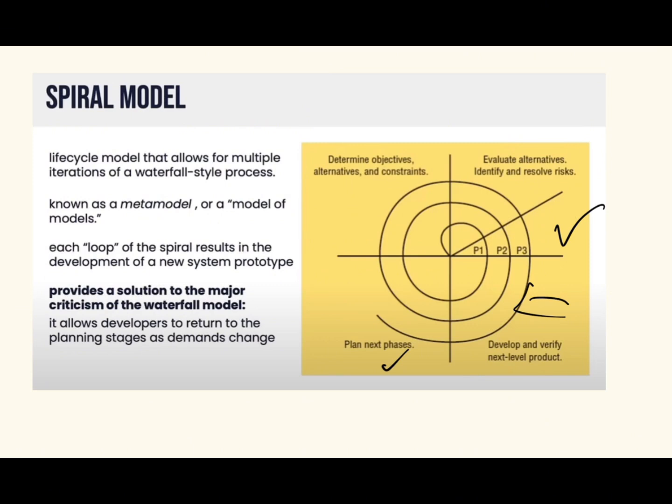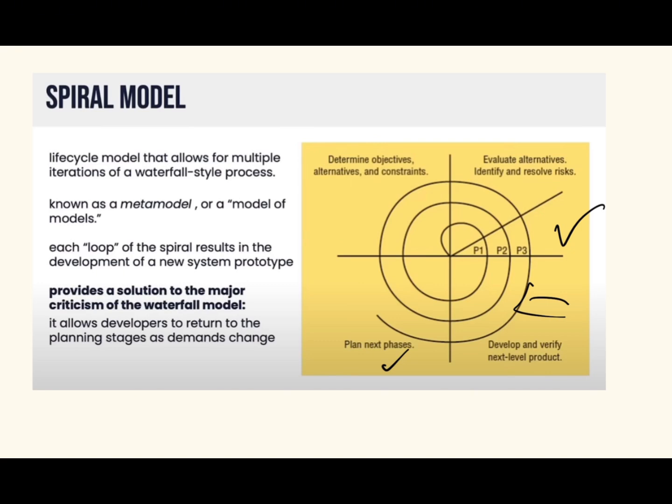So the advantages: it handles changing requirements well. It is risk driven, so risks are addressed early and continuously. It allows early prototyping. It supports customer feedback throughout.